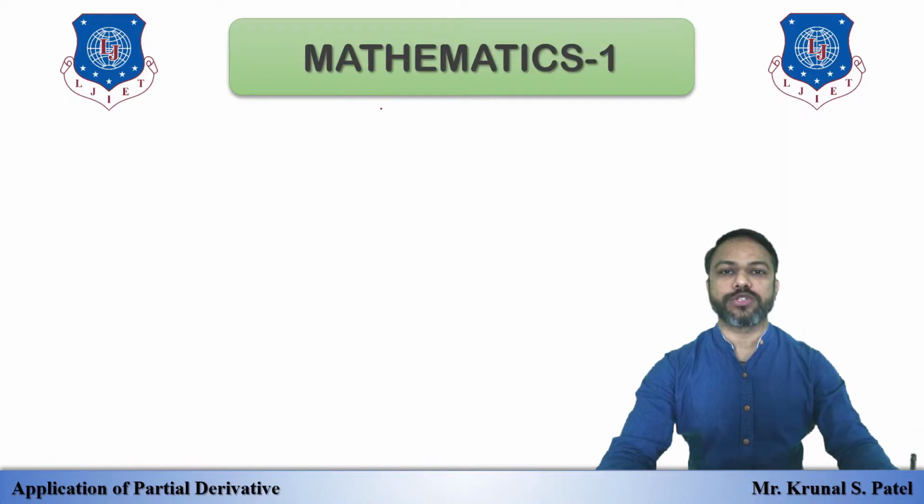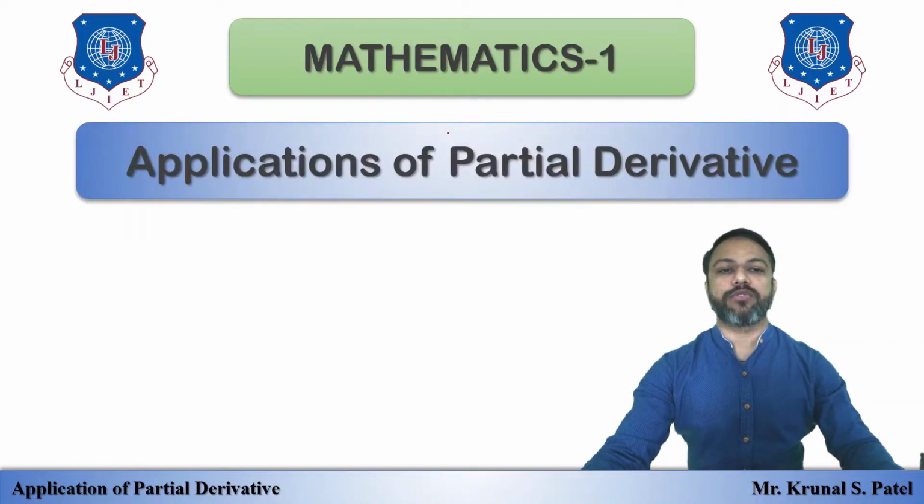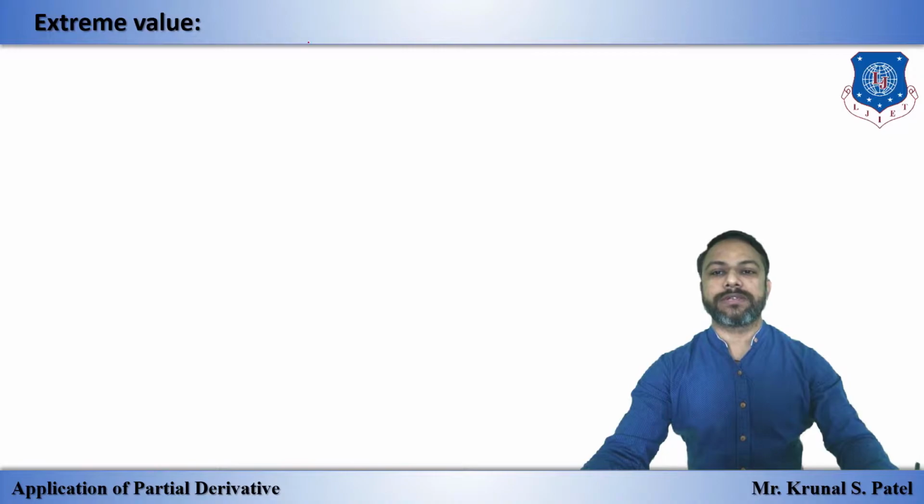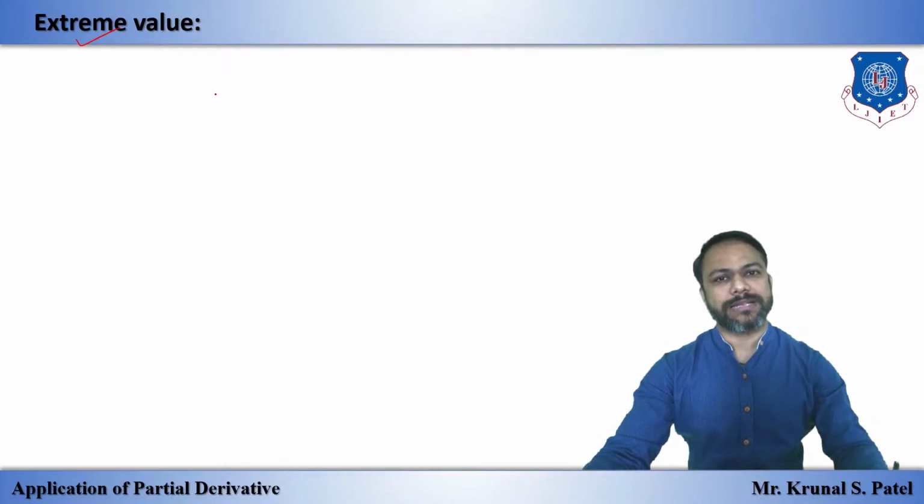Let's start with the course Mathematics 1, and today's chapter is Applications of Partial Derivative. In this chapter, today's topic is maximum and minimum values. That means we can say extreme values. So let's understand these: what is the maximum and minimum. So let's start with the first basic concept of extreme value, or maximum or minimum.